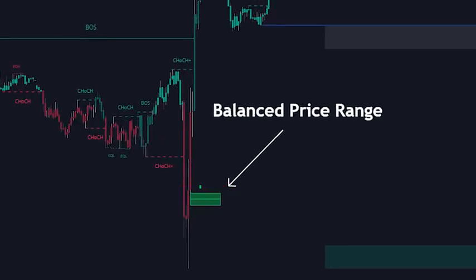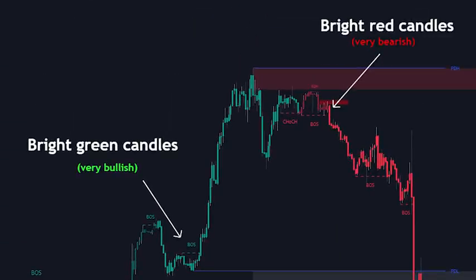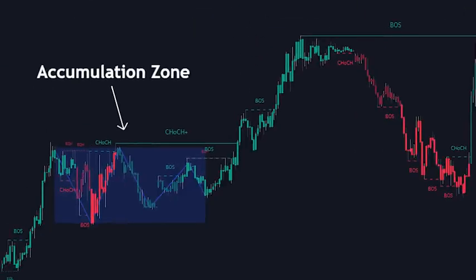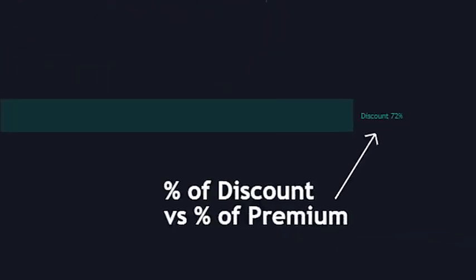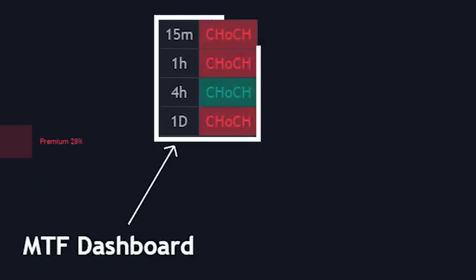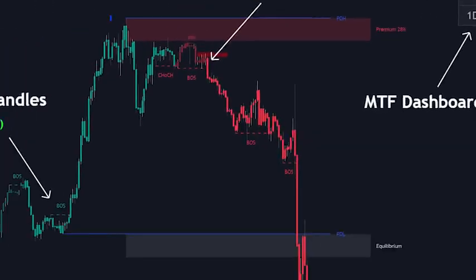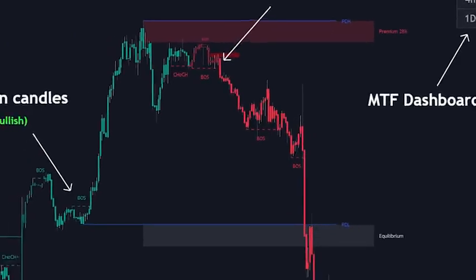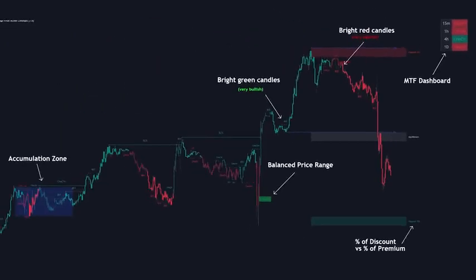Even more features we can enable here include balanced price range, which is another imbalance method that's similar to fair value gaps, market structure candle coloring, accumulation and distribution zones, premium and discount zones, the percentage next to each area, a multi-time frame dashboard to show you reversals on relevant time frames, as well as many new previous highs and lows displayed on the chart all automatically.